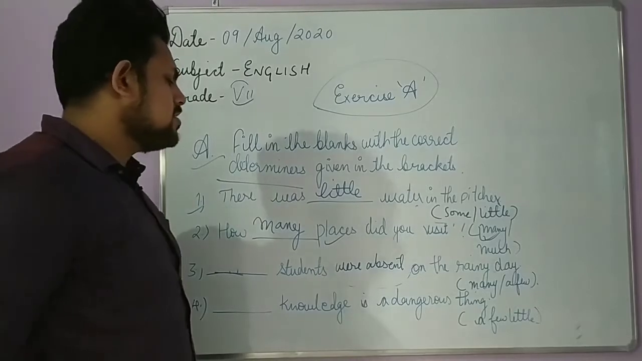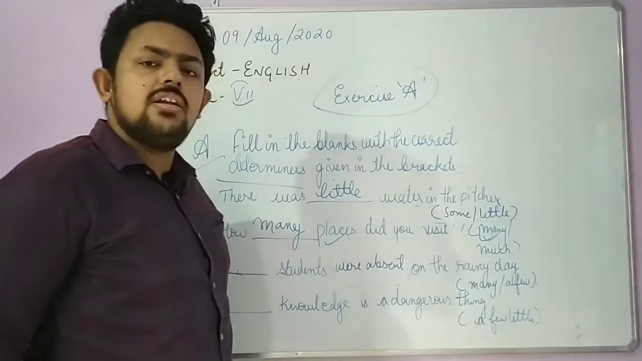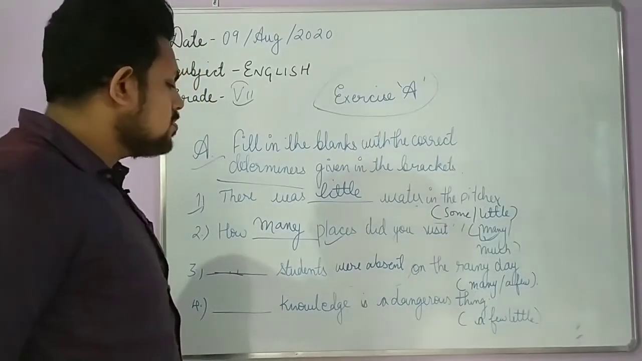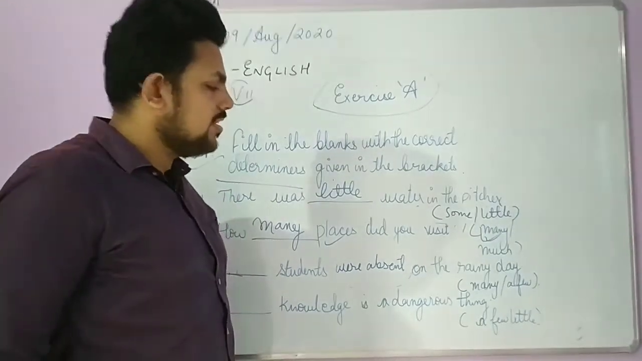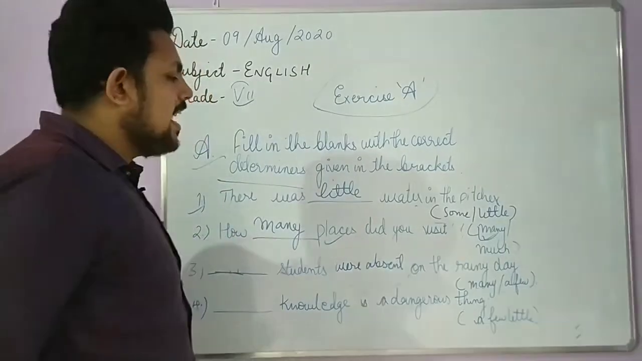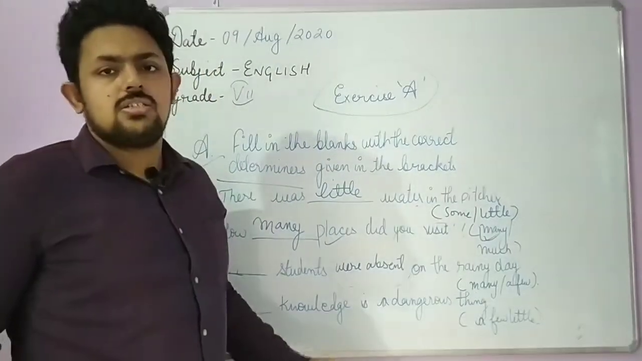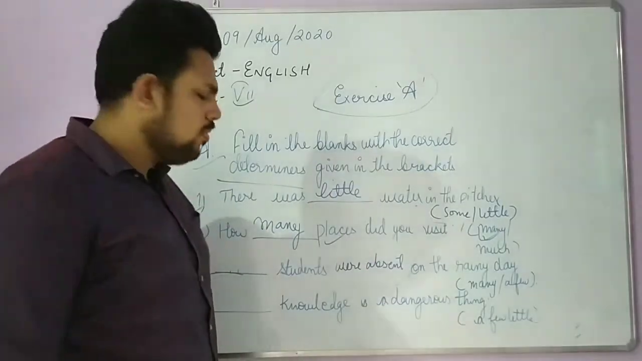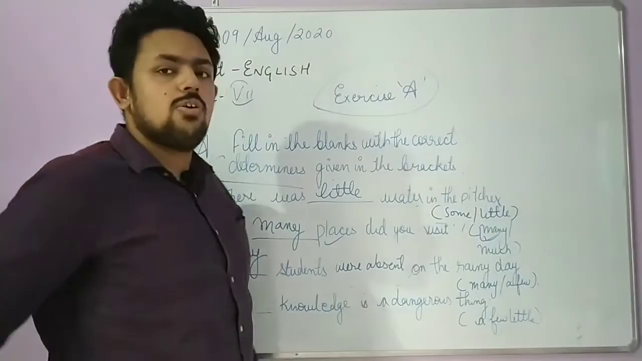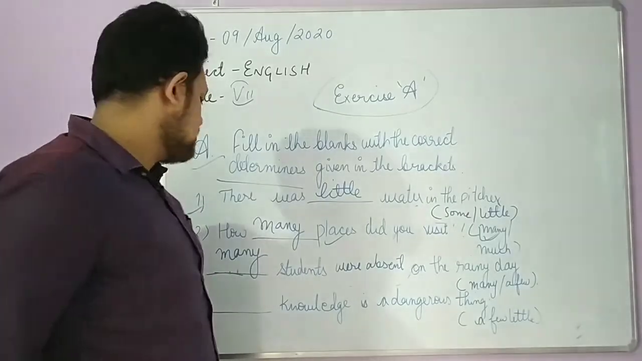Third, dash students were absent on the rainy day. Options are many and a few. So both can be put here. Many students were absent on the rainy day, that means most of these students. And if we say a few, that means only a few students were absent and the rest of the class was present. So it is up to you. I have picked many, because as it was a rainy day, many students were absent.